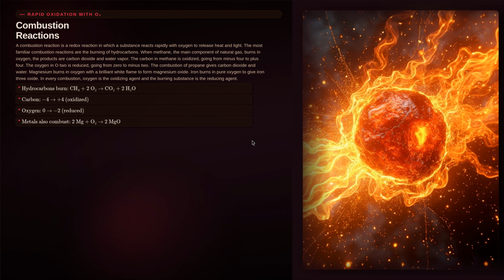Combustion does not have to be limited to hydrocarbons. Metals can combust too. Magnesium burns in oxygen with a brilliant white flame to form magnesium oxide. Iron burns in pure oxygen to give iron 3 oxide. Hydrogen burns in oxygen to give water. In every combustion, oxygen is the oxidizing agent, and the substance that burns is the reducing agent, even though we do not usually call it that for everyday burning.